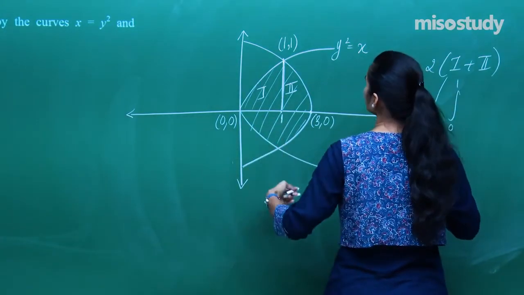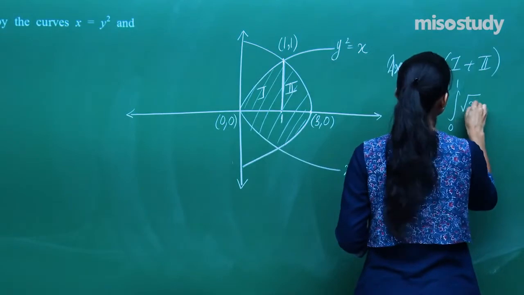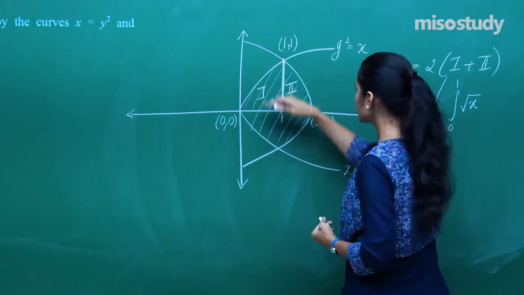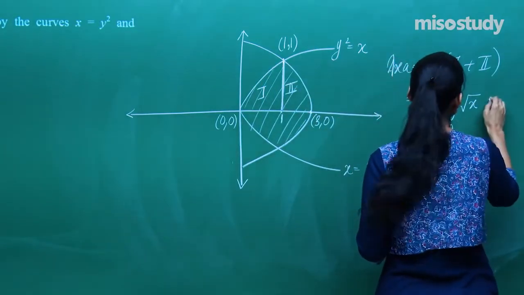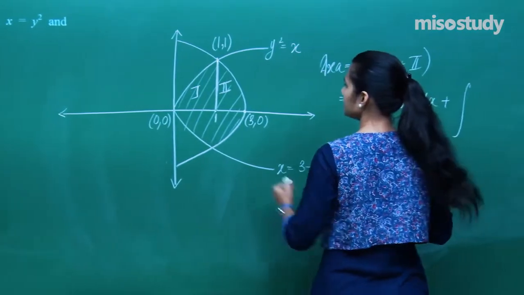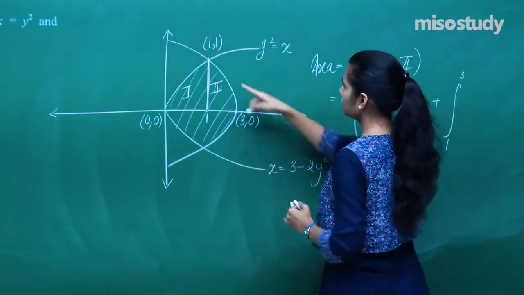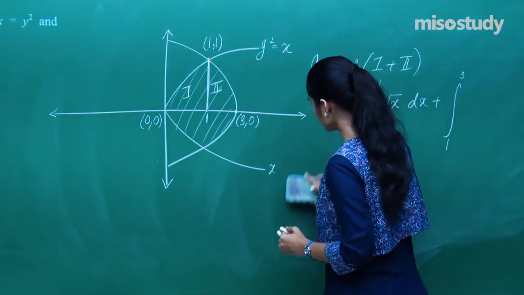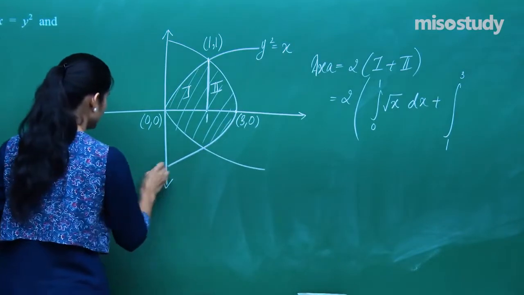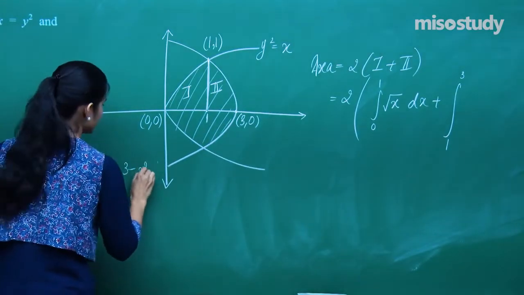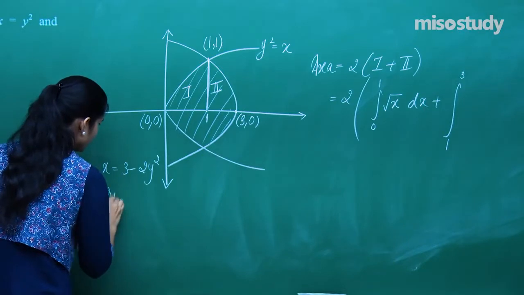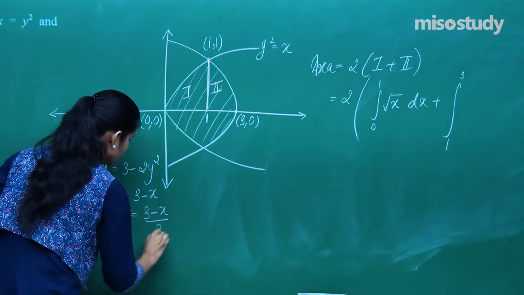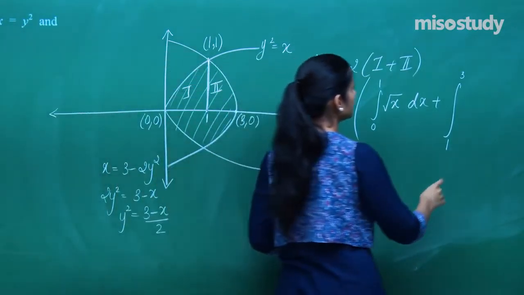Fine. So you get from 0 to 1, upper minus lower, so you get y is root x. I'm not taking upper minus lower in y because I'm just restricting myself to the x-axis. So it is the integral of root x dx, plus integral from 1 to 3. What is this curve? This is not this curve, it is actually this curve: x equals 3 minus 2y square. So 2y square is 3 minus x, y square is (3 minus x) by 2, and y is under root (3 minus x) by 2.